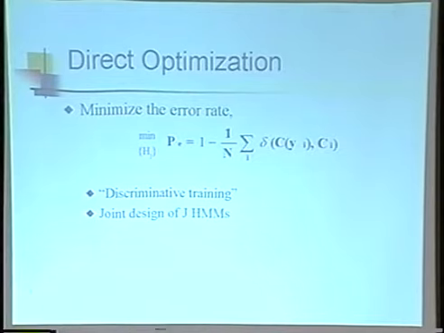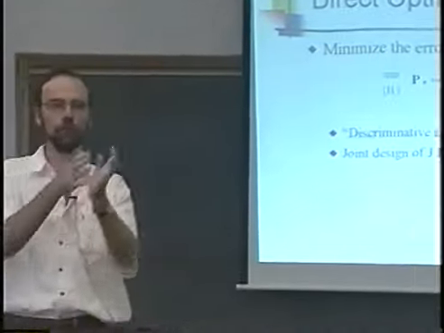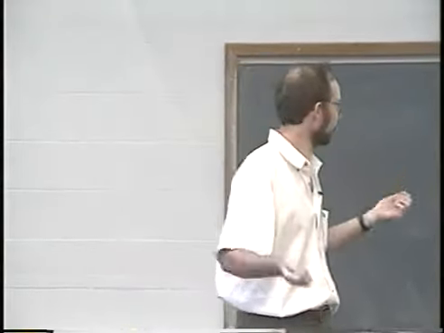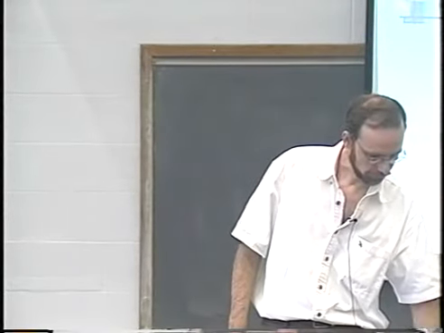So the alternative is, of course, to just directly optimize the right thing, the thing that we intended to do. And that's usually called discriminative training. What it involves, first of all, is that you have to handle everybody at the same time, because now we're trying to separate things. We're no longer trying to model each one separately. So we have to jointly design all of these guys.